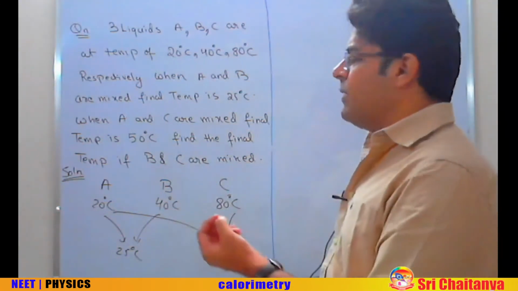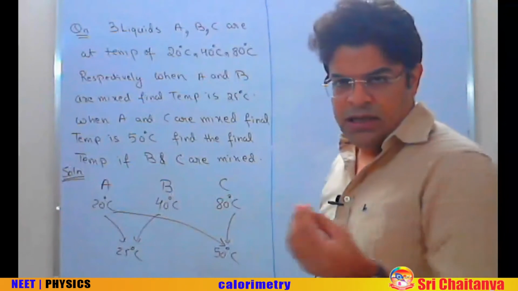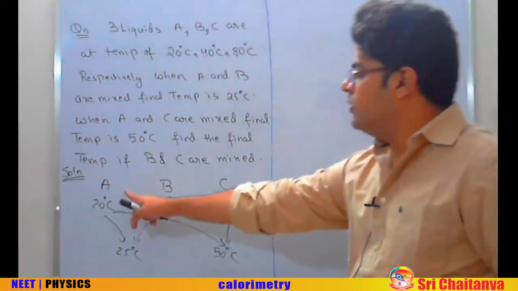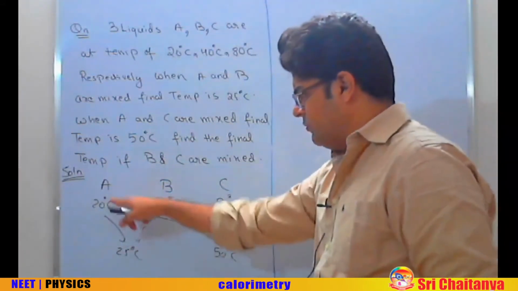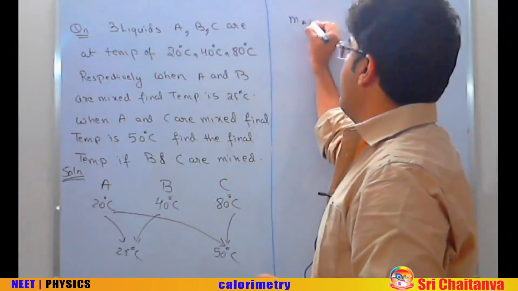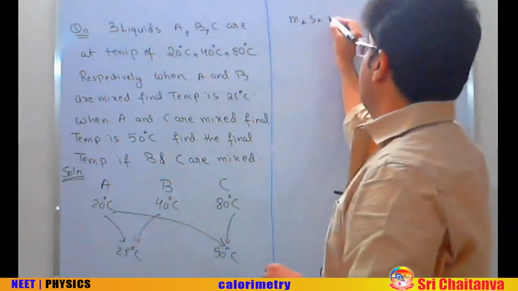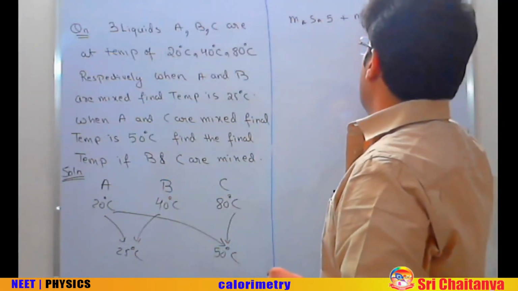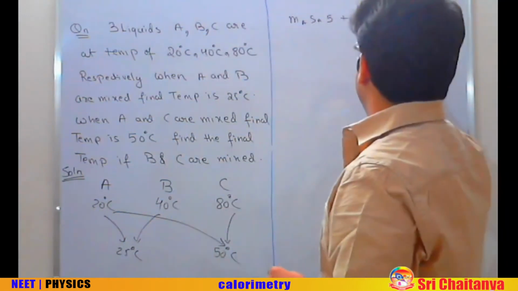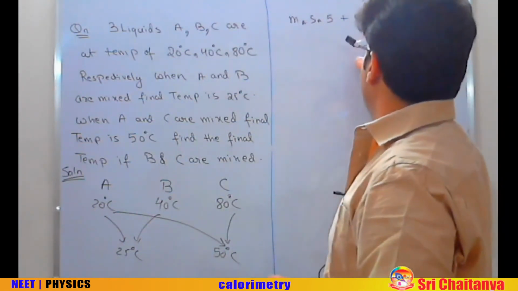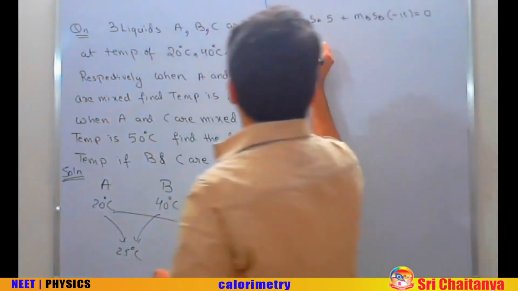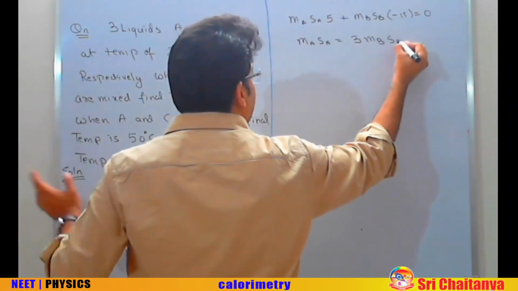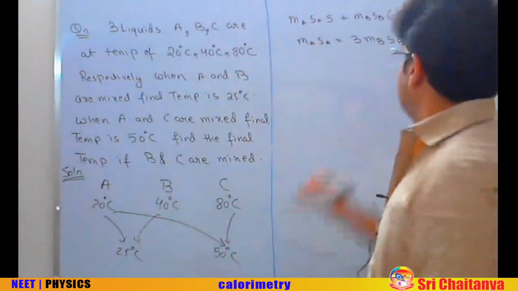Let's say the mass of A is Ma, the specific heat of A is Sa. Similarly, mass of B is Mb and specific heat of B is Sb. So for the mixing of A and B, you can write the first equation: MaSa times delta T, that is 5, plus MbSb times delta T, and here the delta T is minus 15, has to be equal to 0. Bring this term to the right, cancel out 5 and 5. So you get mass of A into specific heat of A equals 3 times the mass of B into specific heat of B. Let's take it as equation number 1.